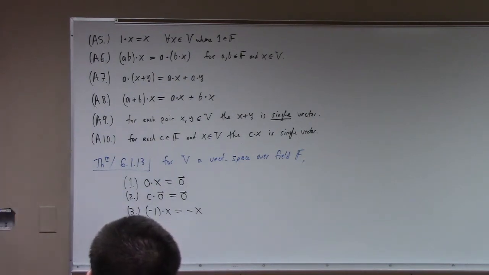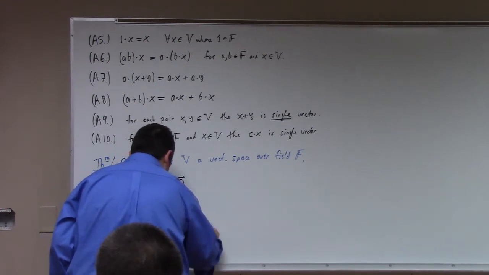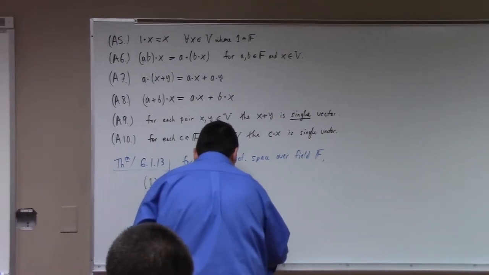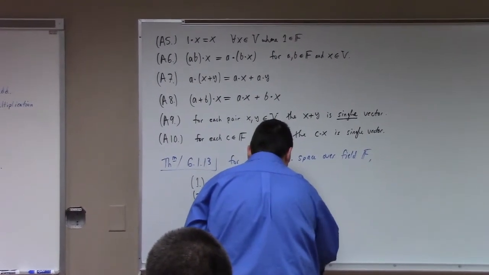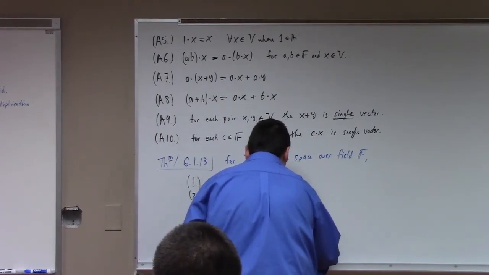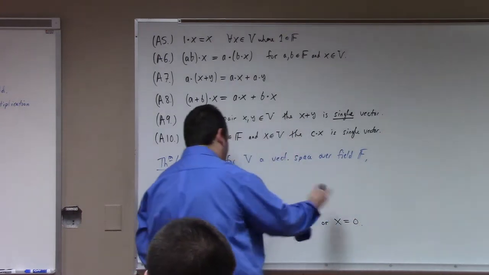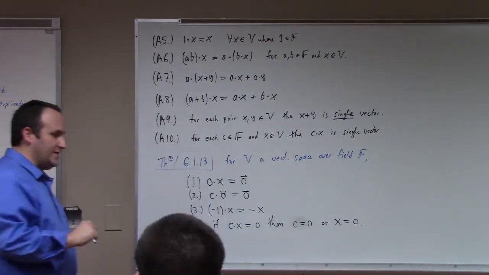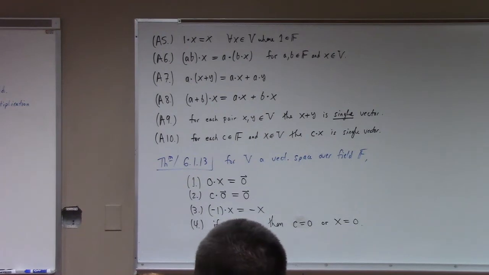if cx is equal to 0, then c is equal to 0 or x is equal to 0. At least one, and I mean a mathematical or, right? I mean, they could both be 0, but at least one of them has to be 0, right? So those are derived consequences from these axioms, all right?